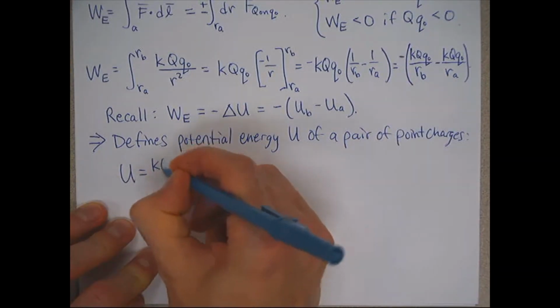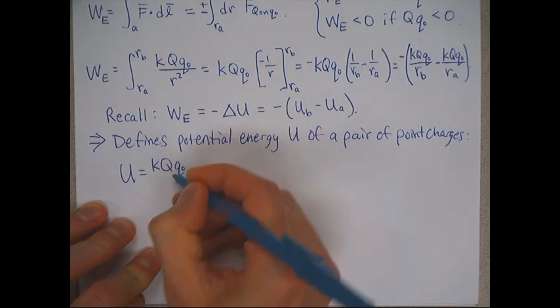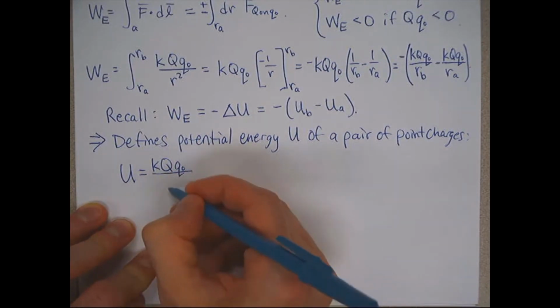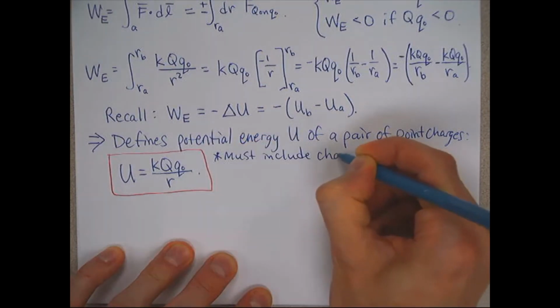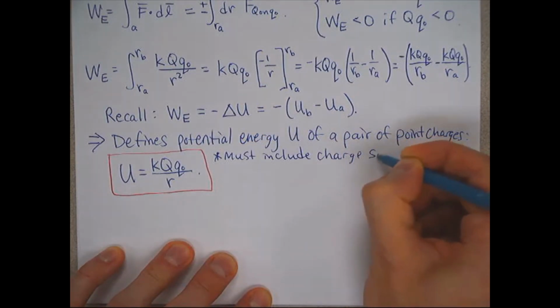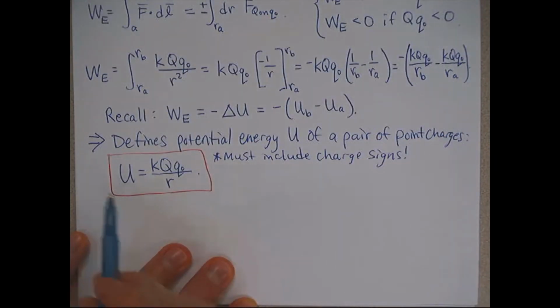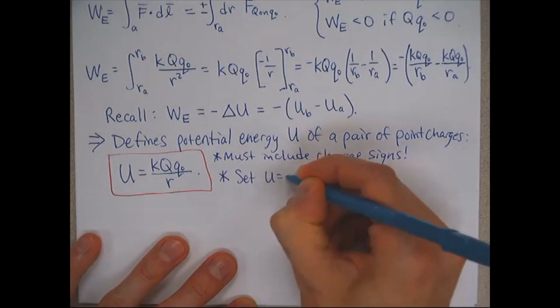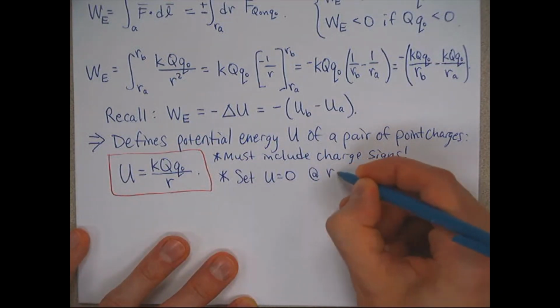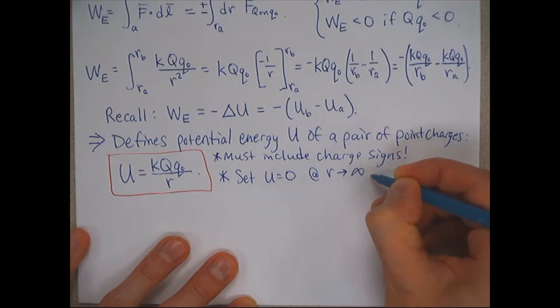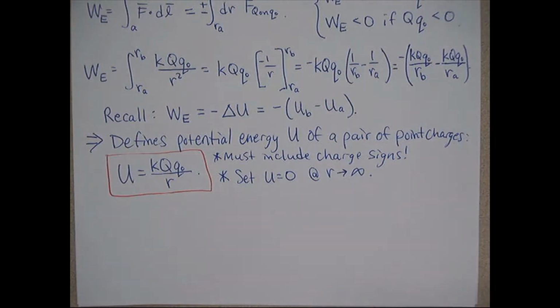It's just kQq over r. You must include charge signs. This is a signed scalar, S-I-G-N-E-D, signed scalar. And our reference point for zero potential energy will be when those two point charges cannot feel each other, when they're infinitely far apart.